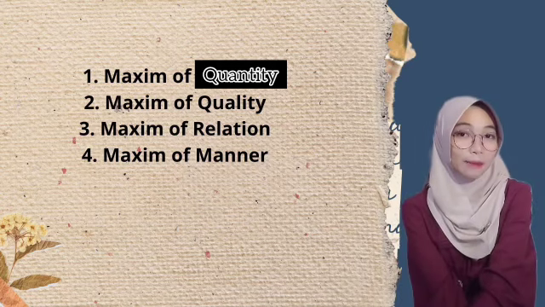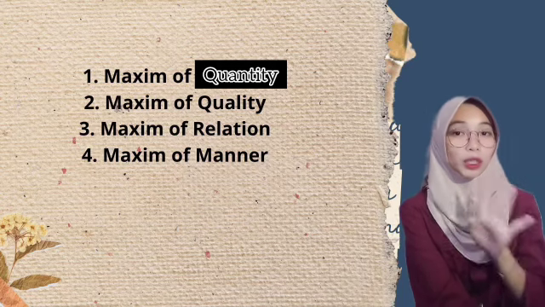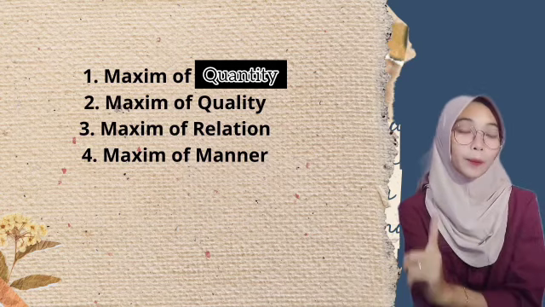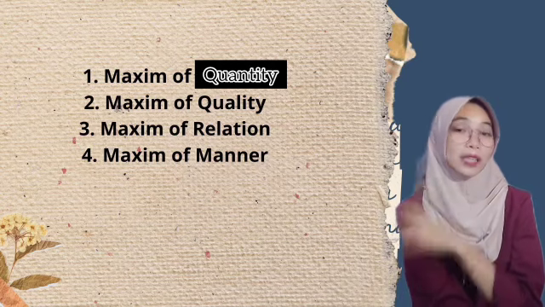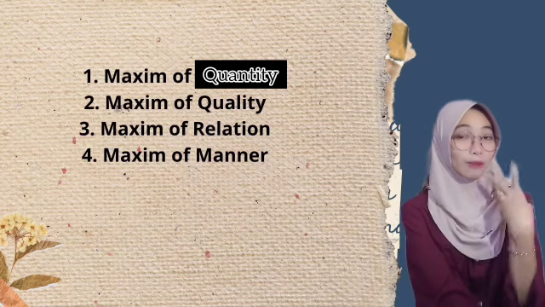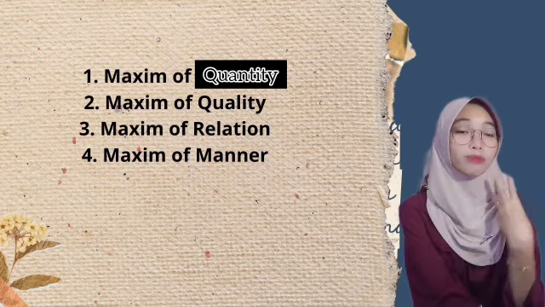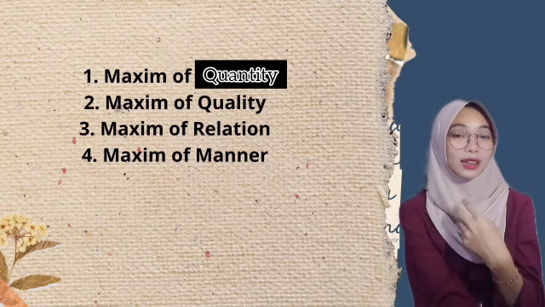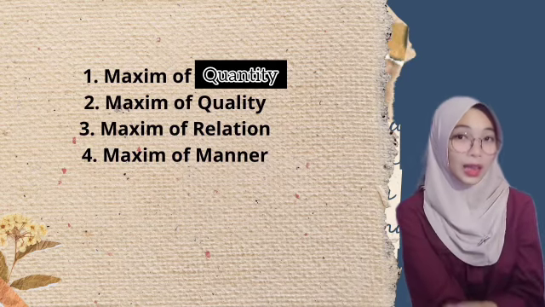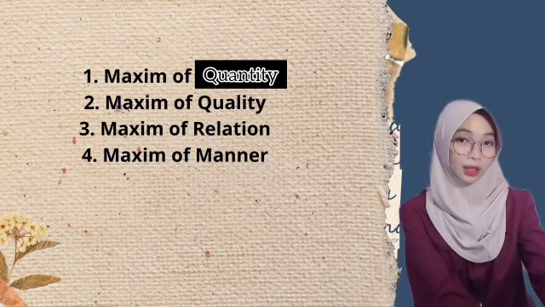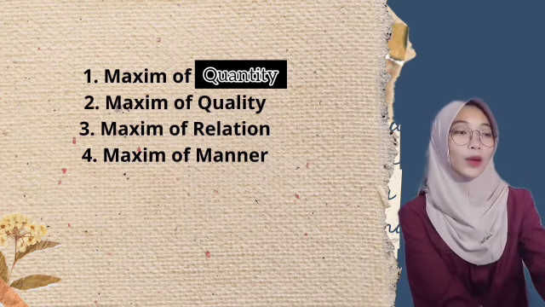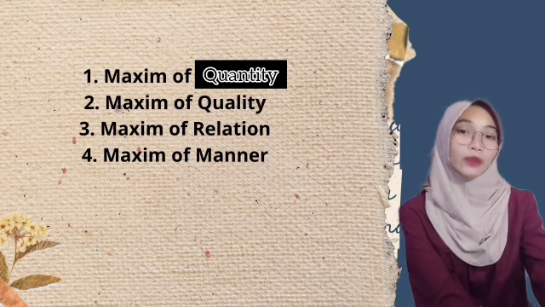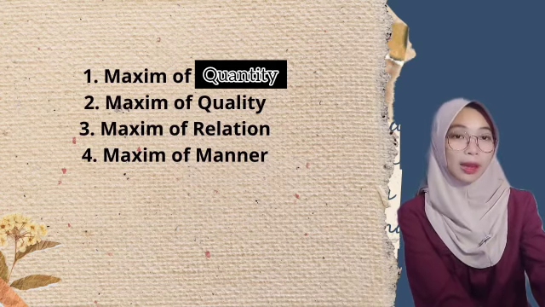Okay, this maxim has rules. There are 4 rules. The first is avoid obscurity of expression. The second, avoid ambiguity. The third is be brief, or avoid unnecessary prolixity. And the last is be orderly. And I will give you an example for this maxim.